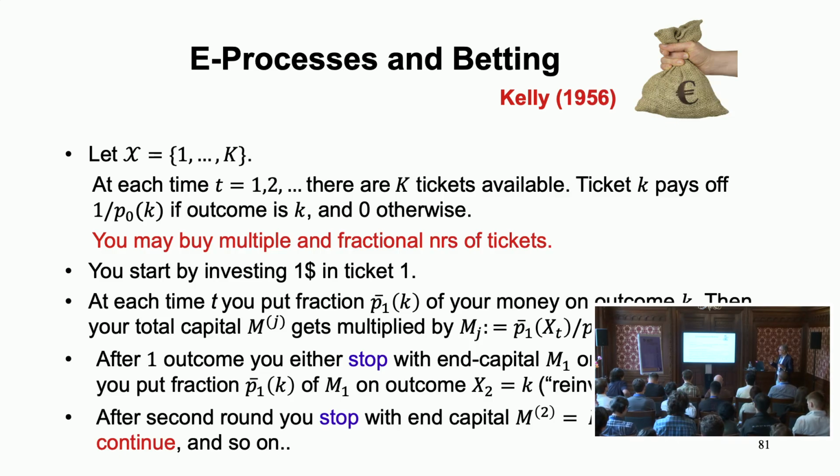So suppose I have a finite set of outcomes, and for every outcome there's a ticket. You can buy a ticket, and it pays off a certain number, like 1 over P0, I call it here, if the outcome is K. Otherwise, you lose everything you put on the ticket. And you can buy arbitrarily many tickets, and you can also divide your money arbitrarily among them.